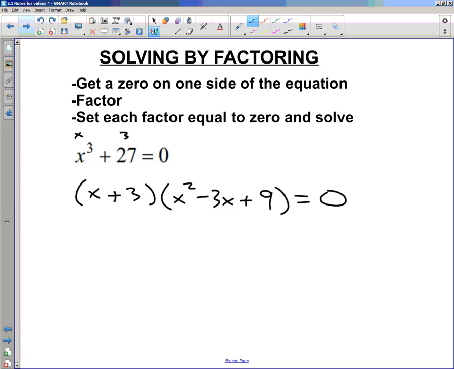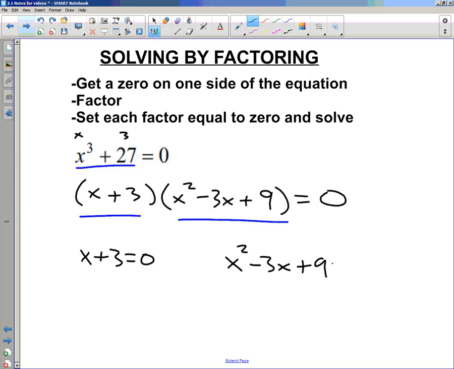All right. So that is factored. Now, if you remember from the previous unit, we said that if there was no GCF in the original, which there is not, then this is never ever going to factor. So that is not going to factor any further. That's as factored as it can get. So at this point, we can go ahead and set our 2 factors, each individually equal to 0, and solve. X plus 3 equals 0. X squared minus 3x plus 9 equals 0.